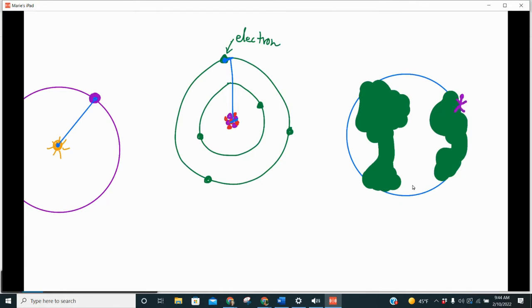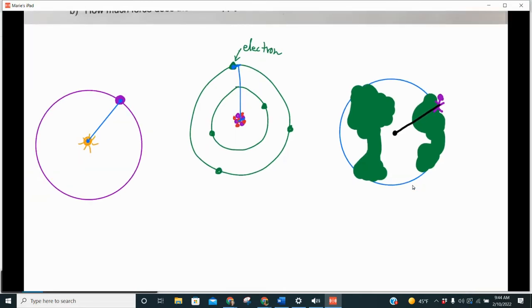Here's my person. They're standing on the Earth. And I want to be able to talk about how far it is from the center of my person to the center of the Earth. So, center of the Earth to the center of my person.